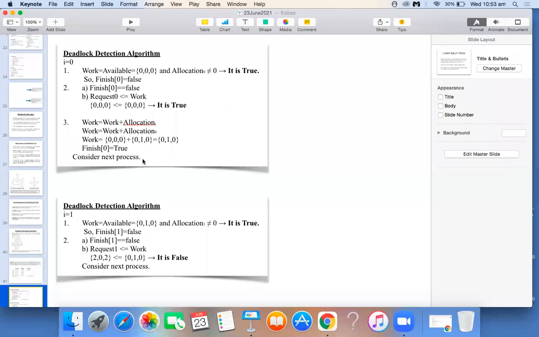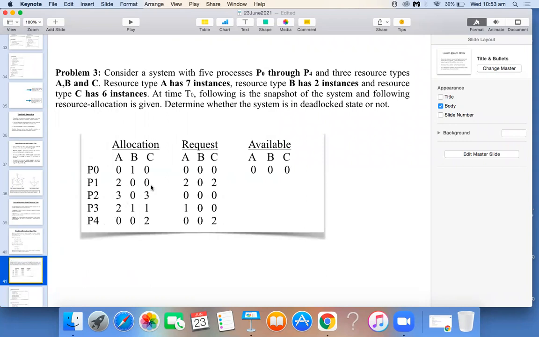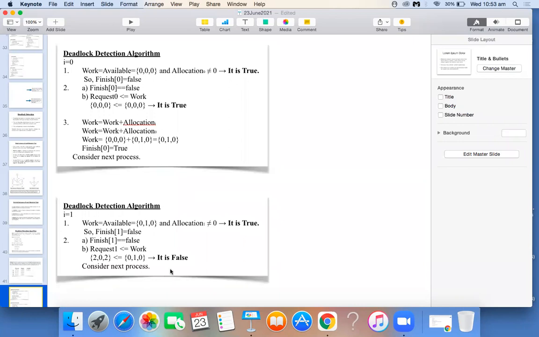Next, consider your next process. So apply once again the deadlock detection algorithm. I is equal to 1. Your work is the new value. What was the new value? 0, 1, 0. Now we have to check allocation of 1 is not equal to 0. What is allocation of 1? 2, 0, 0. So obviously it is not equal to 0. It is true, so make finish of 1 is equal to false. Fine. Go to step number 2.